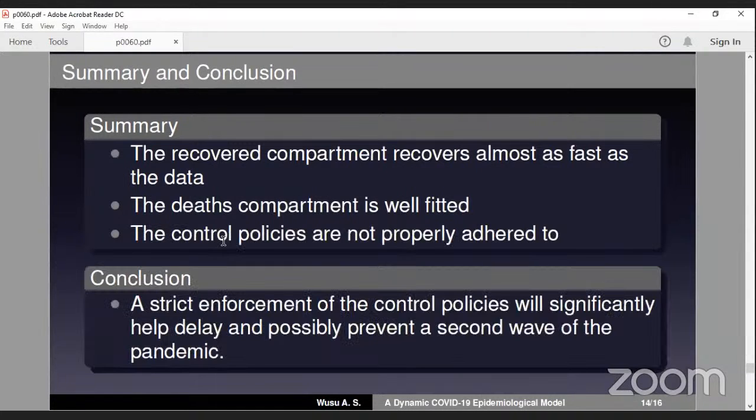Already on the summary, the compartmental model recovers almost as fast as the data. The death compartment is well fitted. The control policies are not properly adhered to. And we will recommend, as a conclusion, that we enforce the control policies significantly so that it can help delay and possibly prevent a second wave of the pandemic.